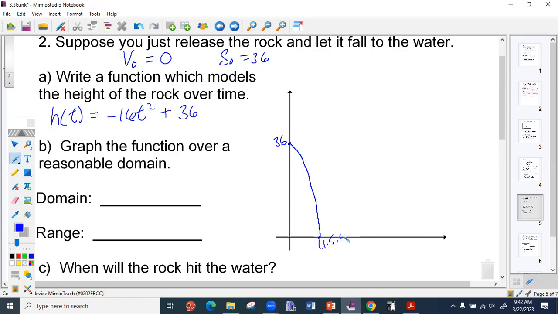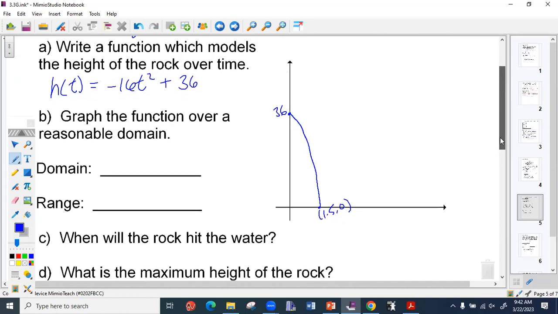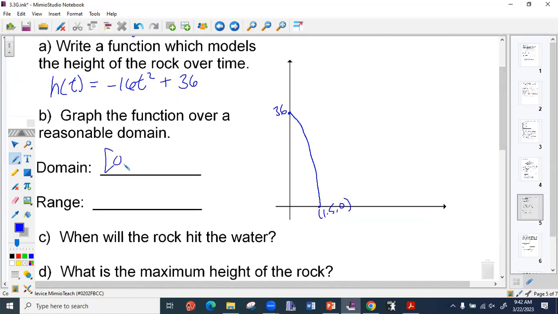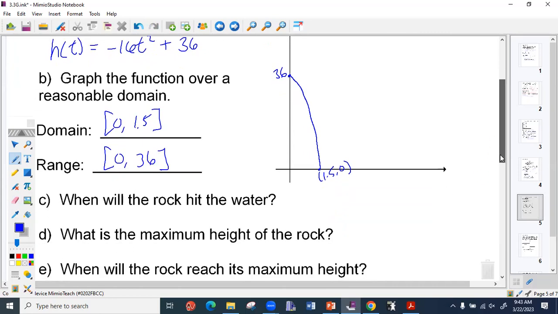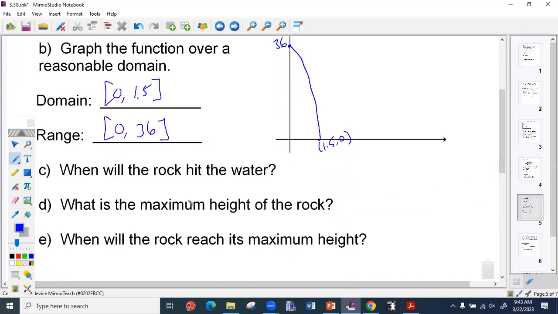1.5. Okay. So now what is the domain in this quadrant? 0 to 1.5. And what's our range? 0 to 36. So when will the rock hit the water? 1.5 seconds. And what's the maximum height? 36, where we were standing, right? And when will the rock hit its maximum height? Well, 0 seconds. Because all I did was like, pew. I didn't even give it a chance to make a little curve or do anything, right? Yeah. All right. Still with me?